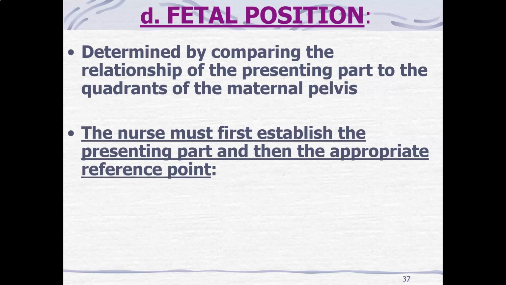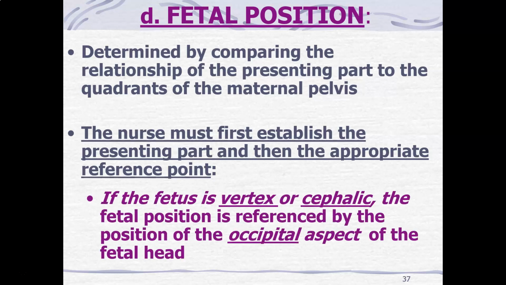Then we have fetal position. This is determined by comparing the relationship of the presenting part, so the fetal presentation, to the quadrants of the maternal pelvis. So this is kind of confusing to some students, so be sure you've read over this and let me know if you have questions. Okay, so the nurse first has to establish the presenting part, so we have to go back to fetal presentation. What is the presenting part? And then the appropriate reference point.